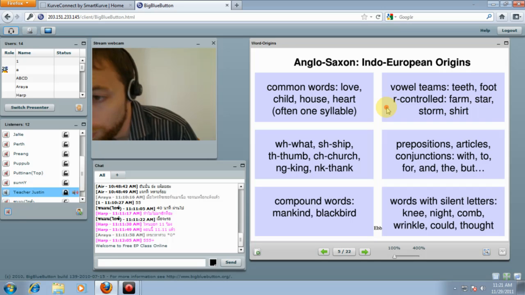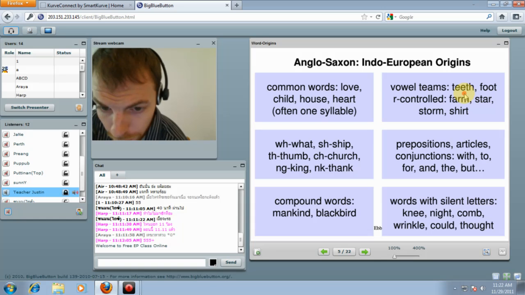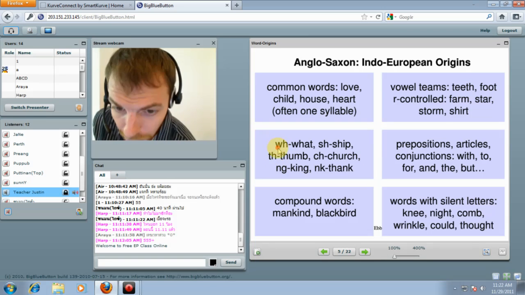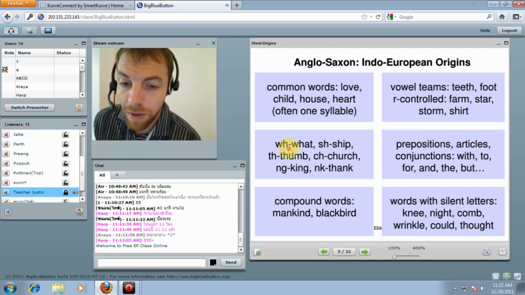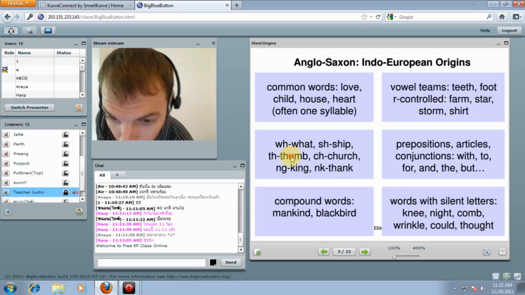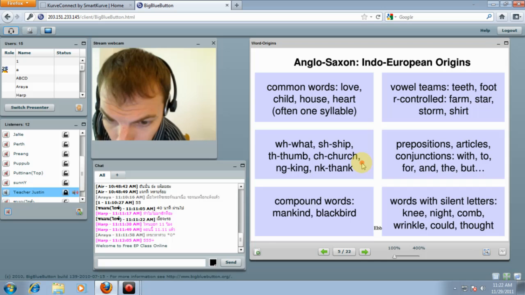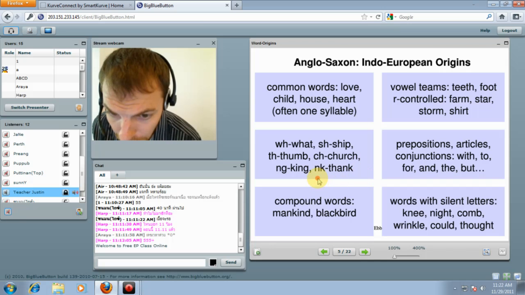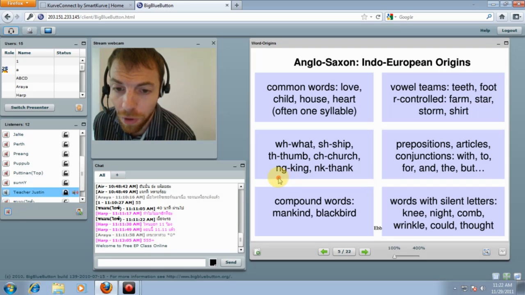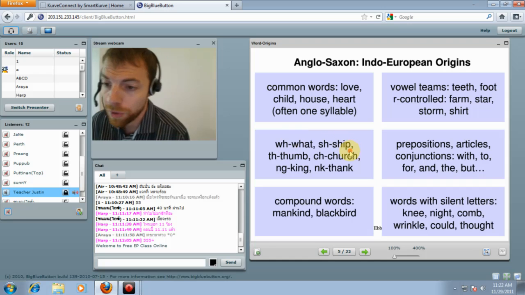Okay, let's look at some more words that maybe you know here. We also have, so we have a few different kinds here, including WH words, and we know WH, the H is silent-ish, and we have SH words as well, so words like what, and words like ship, and also the ending sound NG also comes from these Anglo-Saxon origins.